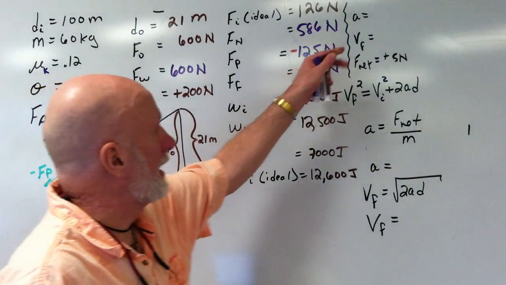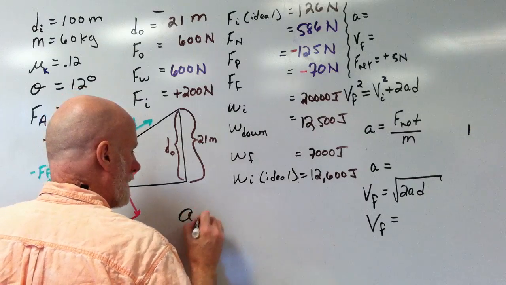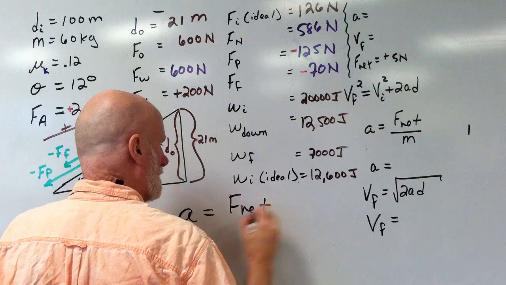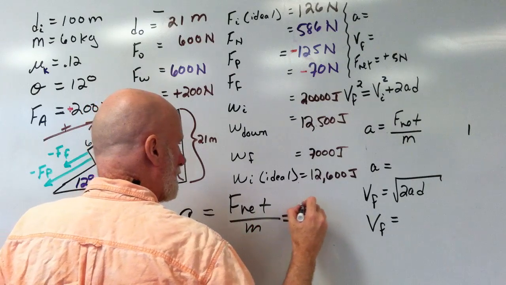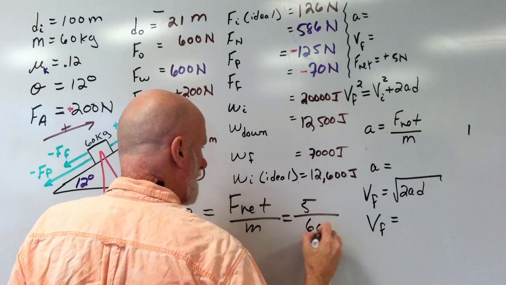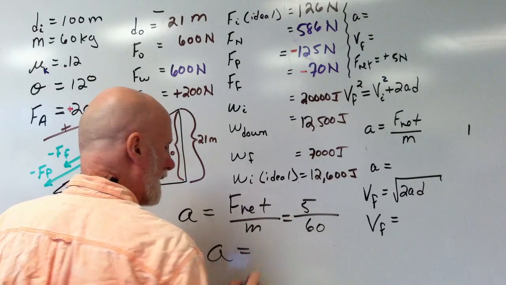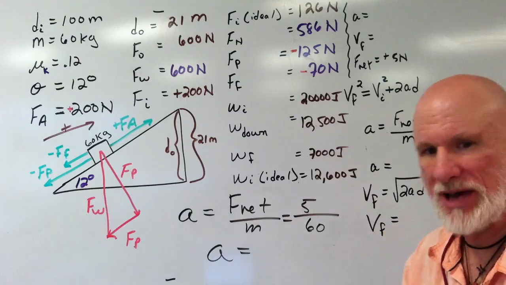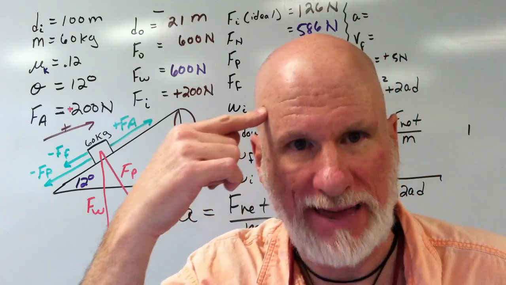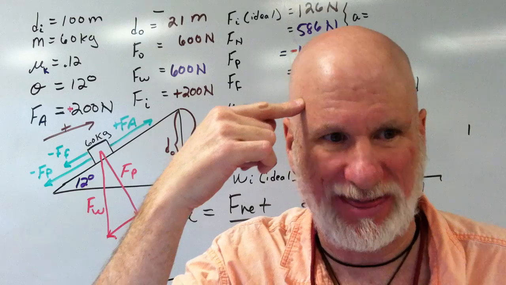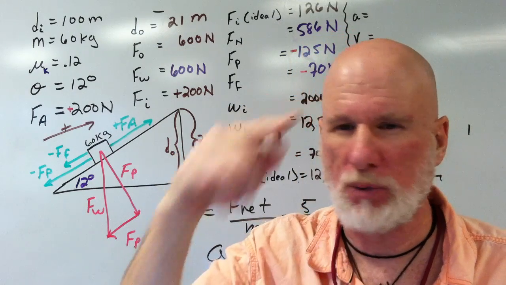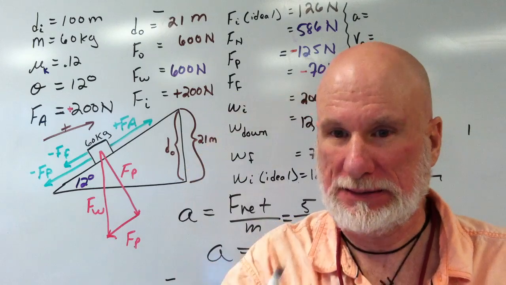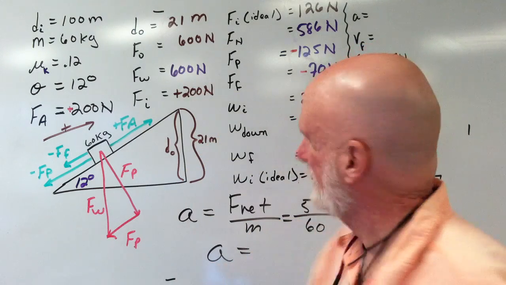Now what's A going to be? A equals F net divided by M, which is going to be 5 over 60, which A is going to be what? 0.083. Do you get that? Did you get that at home? 0.083, right? And what are the unit labels for that? Meters per second squared. Excellent!